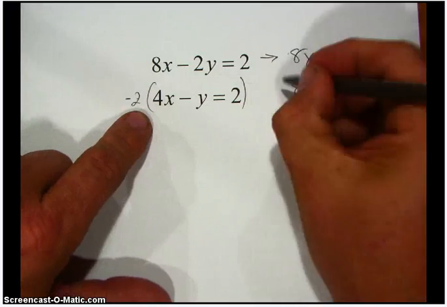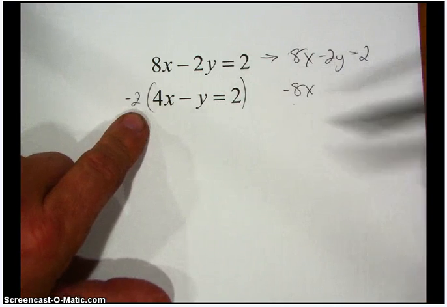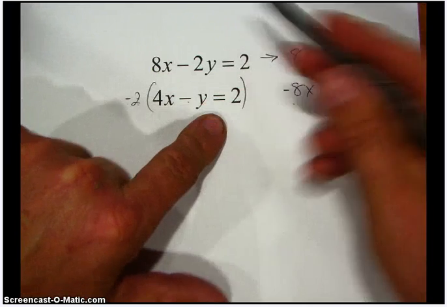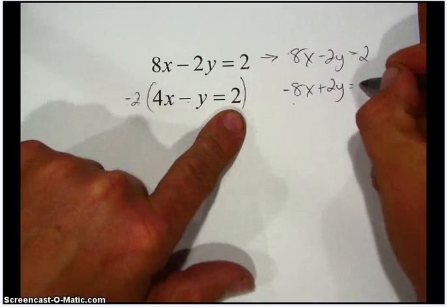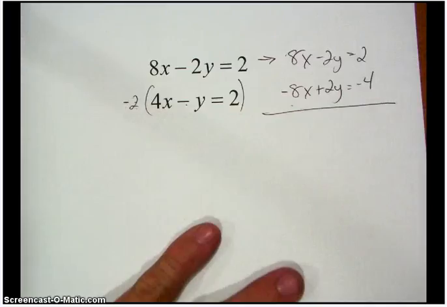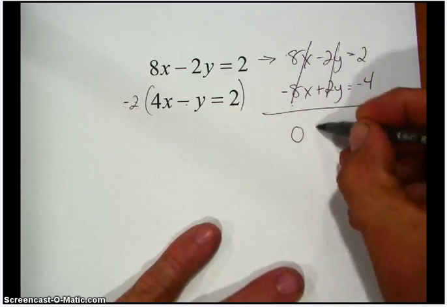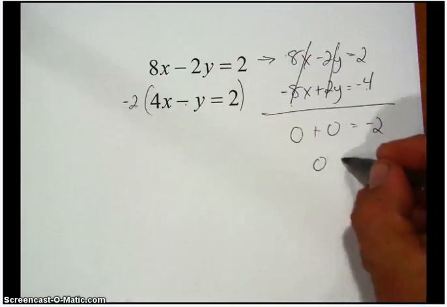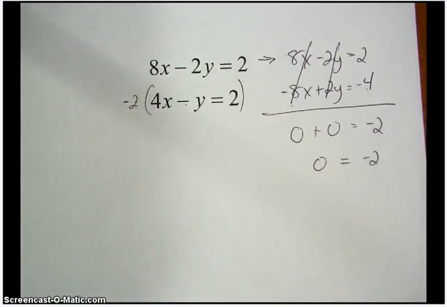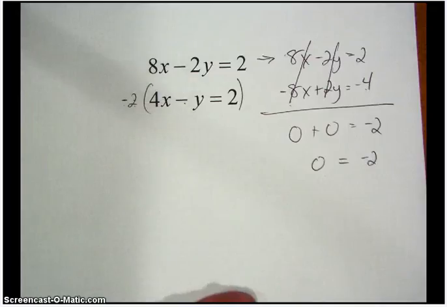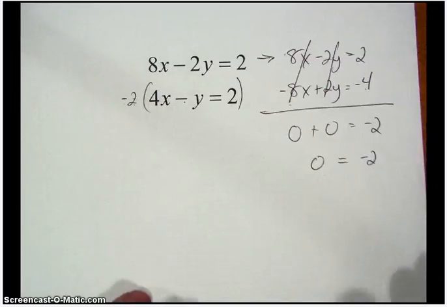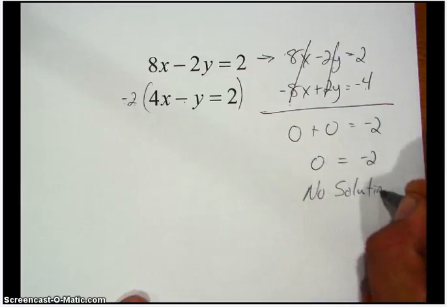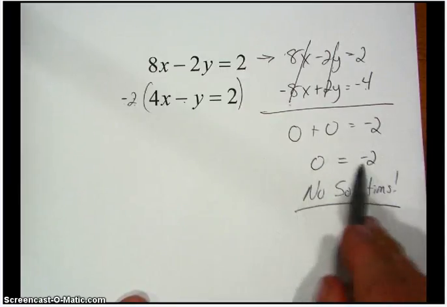Oh, change that. Make that negative 8x because I want them to be opposites. Negative 2 times negative y is positive 2y. Negative 2 times 2 is negative 4. So by elimination, that gives me 0, that gives me 0, and that gives me negative 2. So I get 0 equals negative 2. Now, is this no solutions or many solutions? If you said no solutions, you are correct. Because both sides aren't the same.